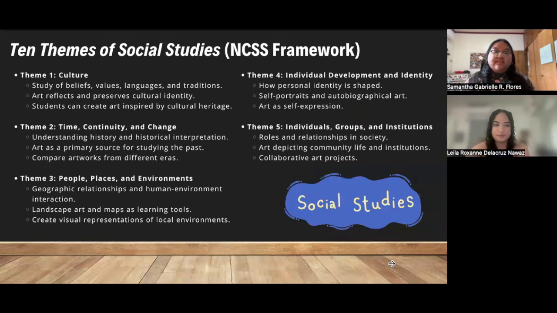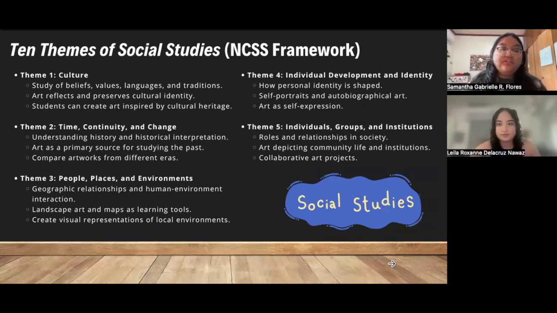So these are the 10 themes of social studies, and it's the NCSS framework. We're going to go briefly into each theme. For theme one, it focuses on culture, which is the study of beliefs, values, languages, and traditions. Art has a part in this because it reflects and preserves cultural identity, which is very important nowadays, especially when sometimes culture is being forgotten. So students can create art inspired by cultural heritage.